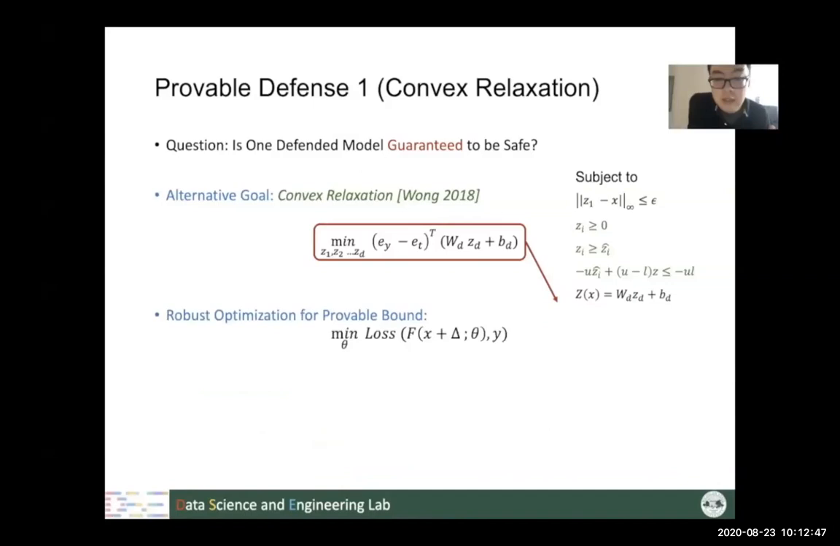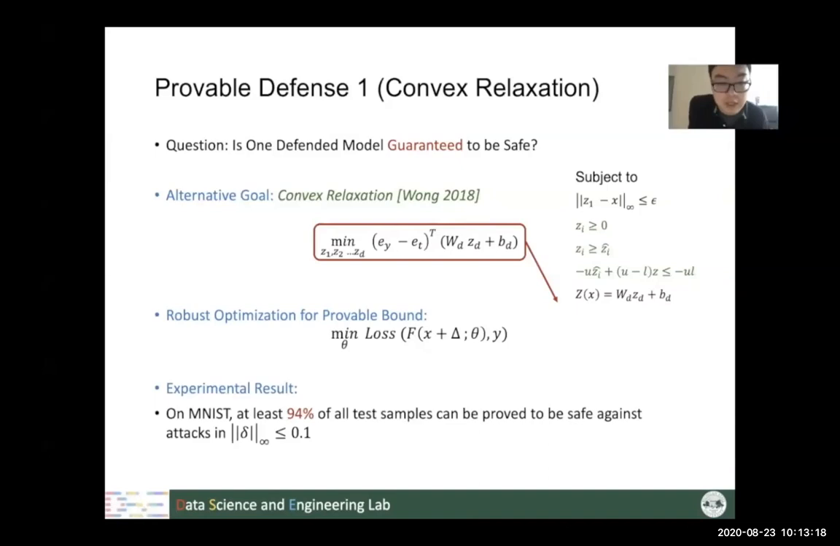And in addition to that, they can also use this certified bound to do robust optimization. The idea is similar to adversarial training. They just optimize the model parameter theta to minimize the loss value on the found optimal perturbation delta. The experimental results show that on the MNIST dataset, by doing their robust optimization algorithm, they can provably show that at least 94% of all the test samples cannot be attacked by any perturbation, which is constrained by our infinity norm smaller than 0.1.